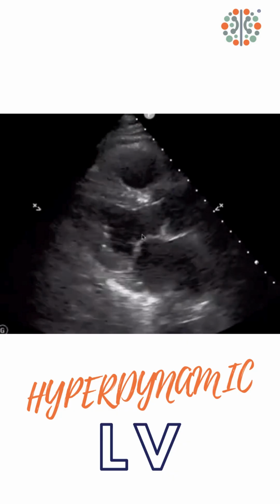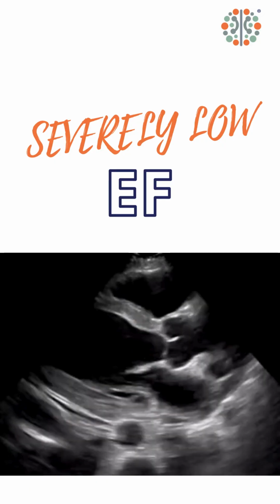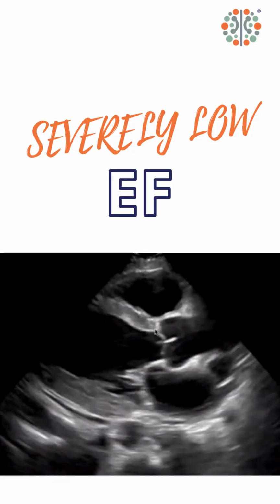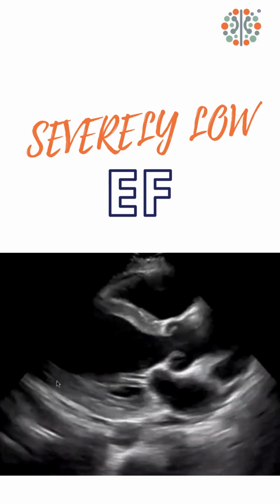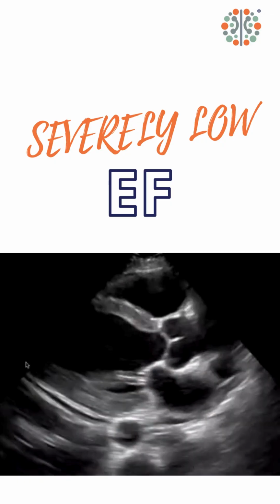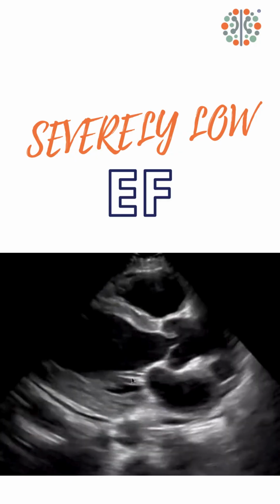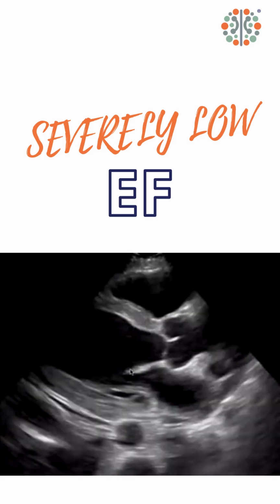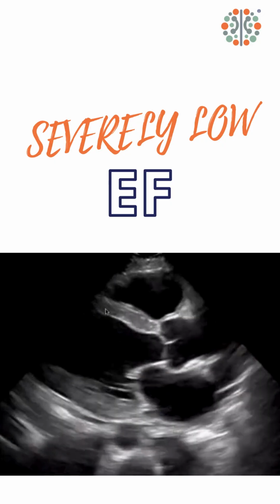The finding of severely low EF, which is typically an EF of less than 15%, tends to be more striking than other findings I've described. As you can see in this video, the free wall has little to no motion. The septum is also barely moving, and the anterior mitral leaflet is not moving in a normal manner towards the septum. This indicates a very low EF.